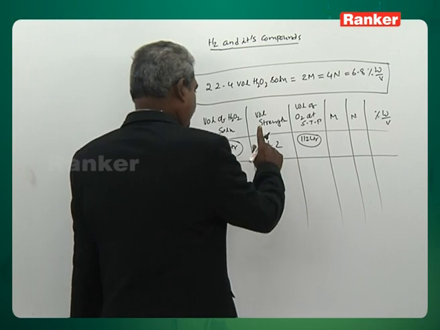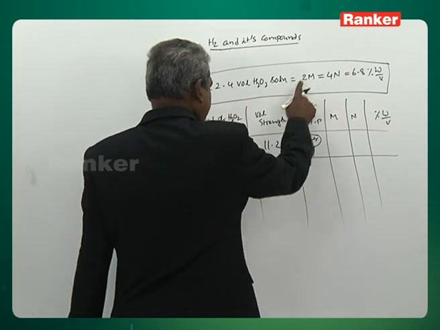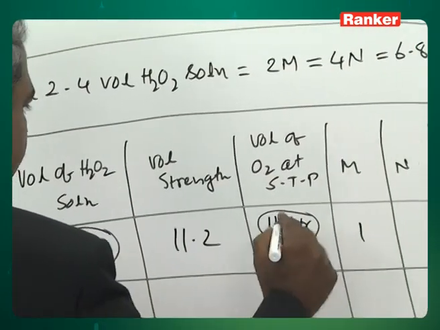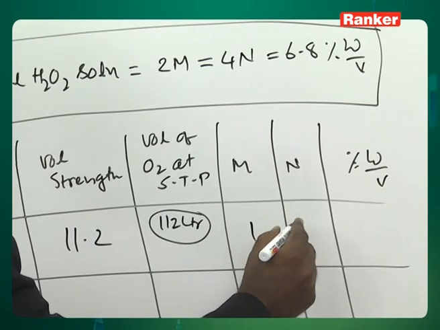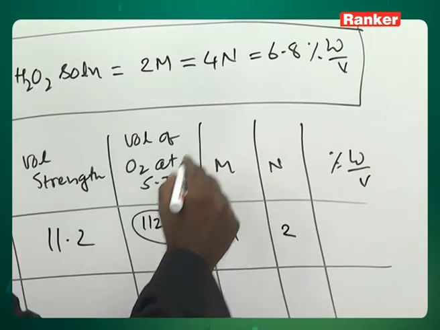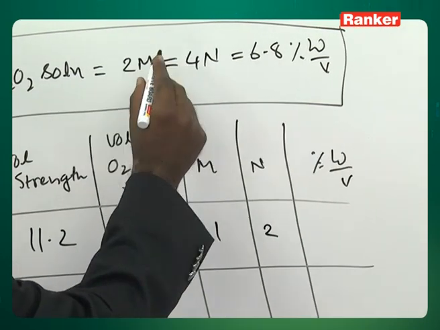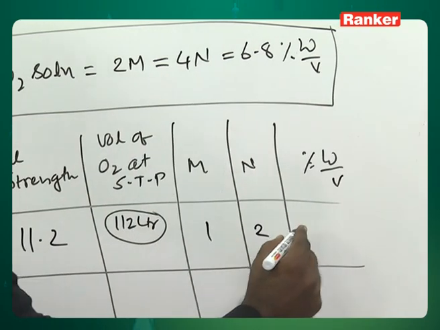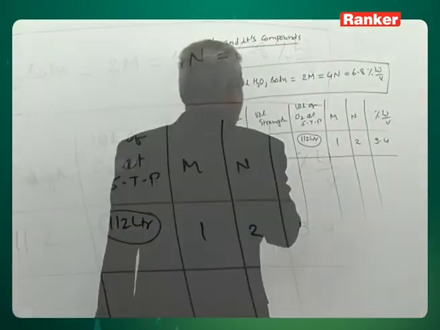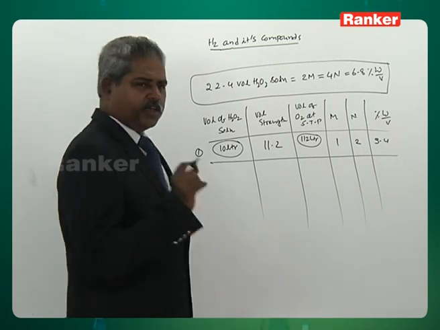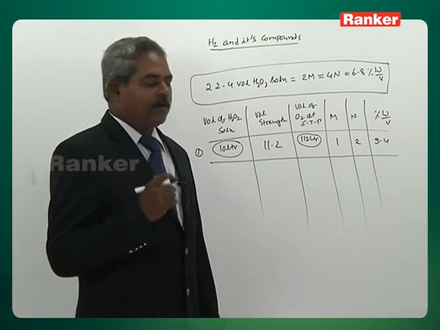So, when it is 22.4 volume, the molarity is 2; 11.2, molarity 1. When molarity is 1, normality will be 2. 6.8, when this is 2, this is 6.8; when this is 1, this is 3.4. Just using the definition.